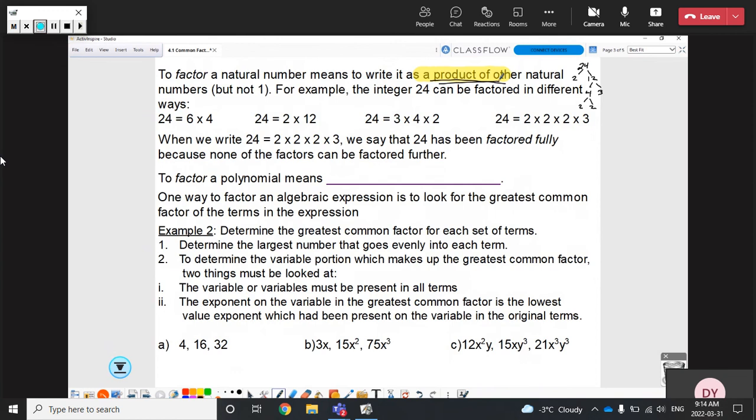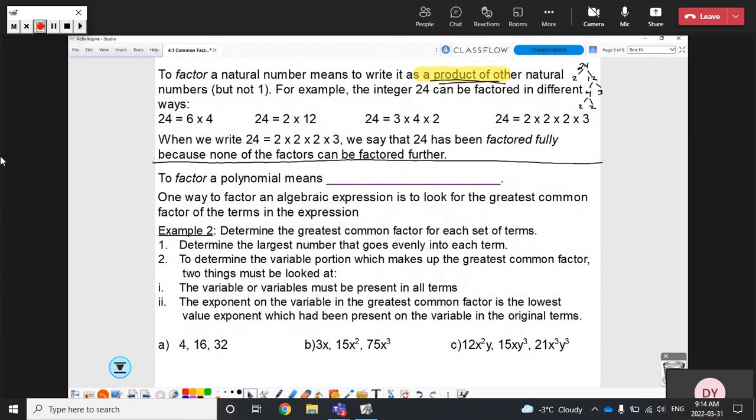So when we say that 24 is 2 times 2 times 2 times 3, we say 24 has been factored fully because none of these factors can be factored any further, right? We call that prime factorization. Are we okay with that? I'm going to draw a line right here. Does that sound okay? You understand that? Feeling okay?